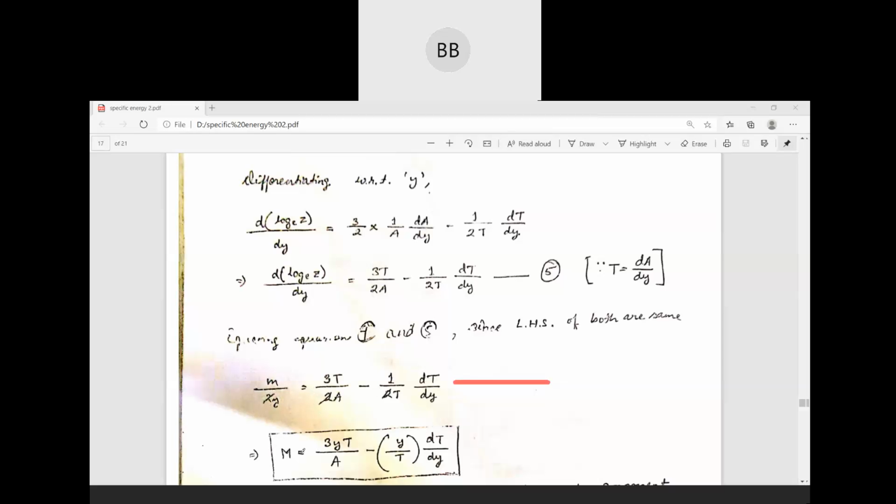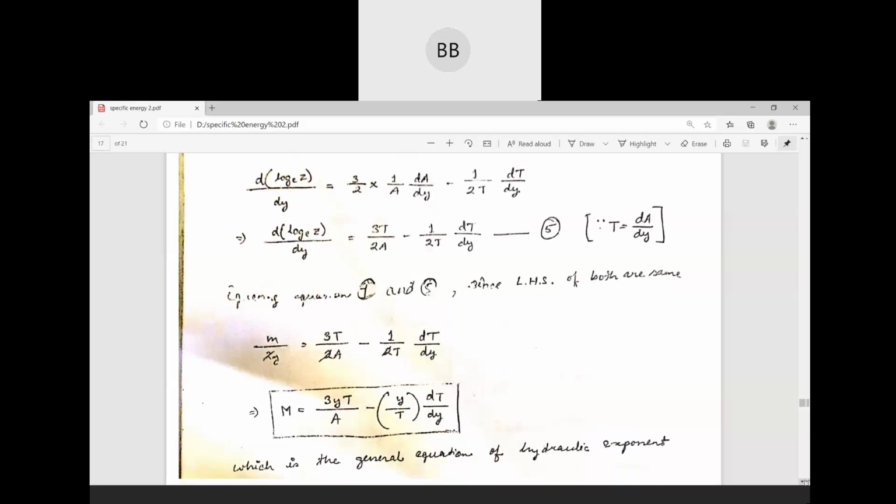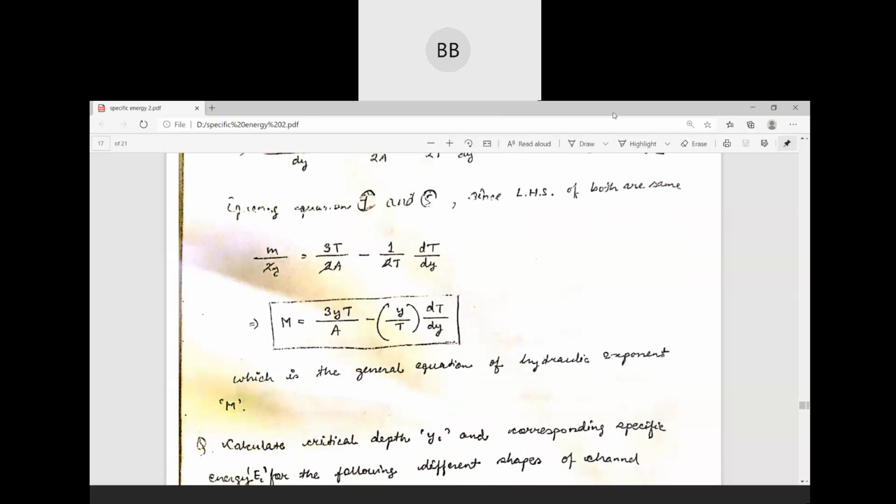So on the left hand side we keep m, that is the hydraulic exponent, which is our objective, to find an expression for the hydraulic exponent. So we keep this capital M on the left hand side, and we multiply this equation by y. That is why it is M equals 3yT divided by A, minus y by T dT by dy. This is the final expression, or you can say the general expression, for the hydraulic exponent, that is capital M.